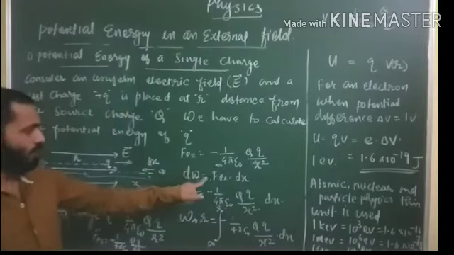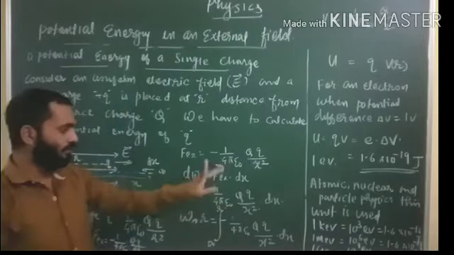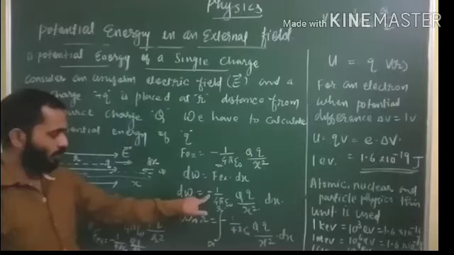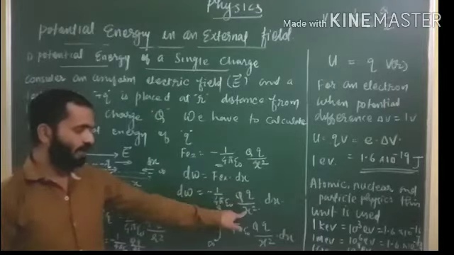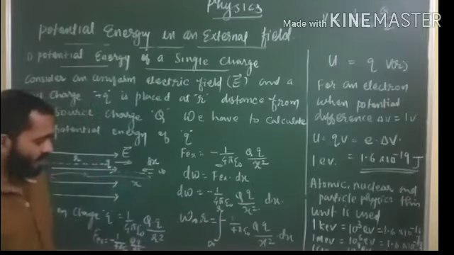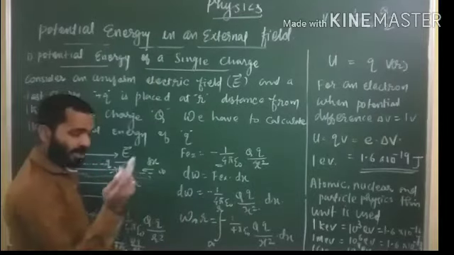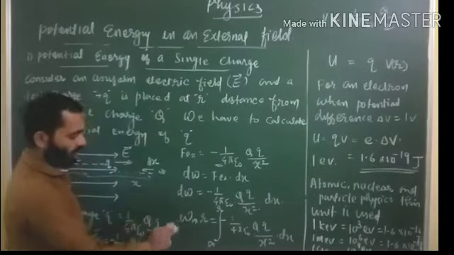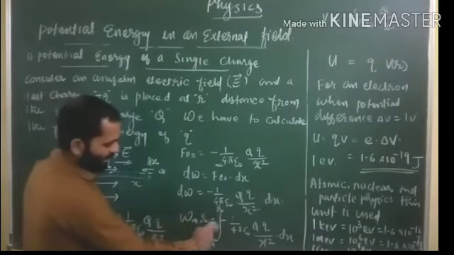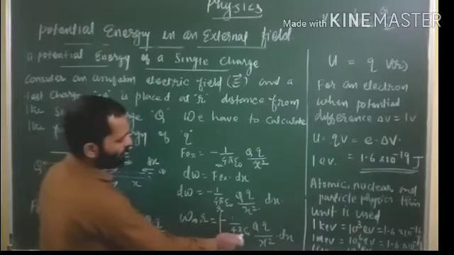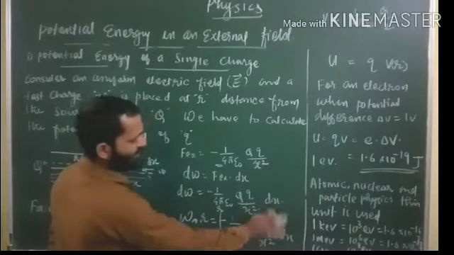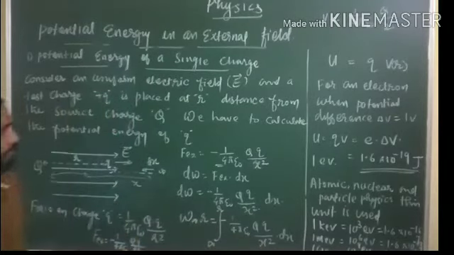Then dW will be equal to F external into dx. Then dW equals minus of 1 by 4 pi epsilon naught q into q divided by x square into dx. Now the complete work done from infinity to r is equal to the integration from infinity to r of minus 1 by 4 pi epsilon naught q into q divided by x square into dx.